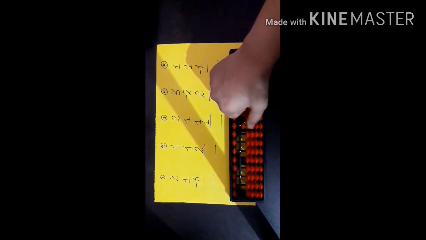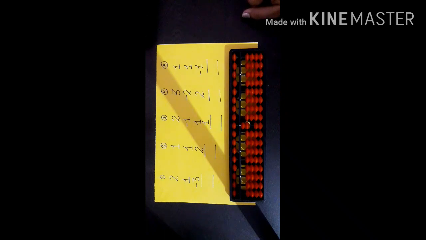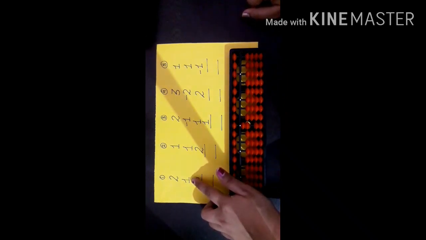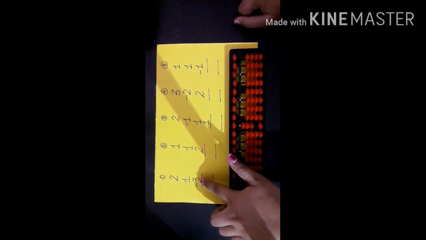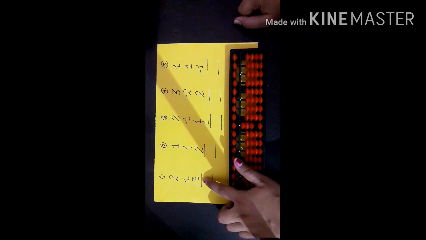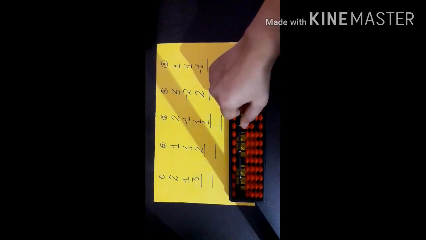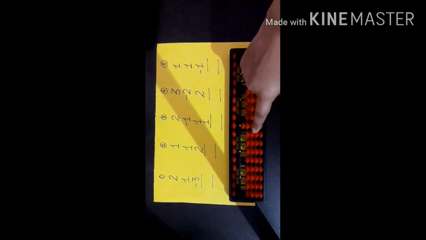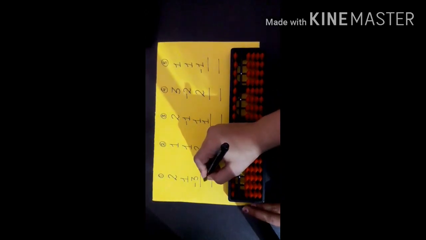Now 1, 2. Now next is 1. You have to add 1. Then see, minus 3 means you have to subtract 3. Subtract means subtraction. Use your index finger. 1, 2, 3. Now see, any bead is there? No, nothing is left out. So the answer is 0. See, I will write 0 here.